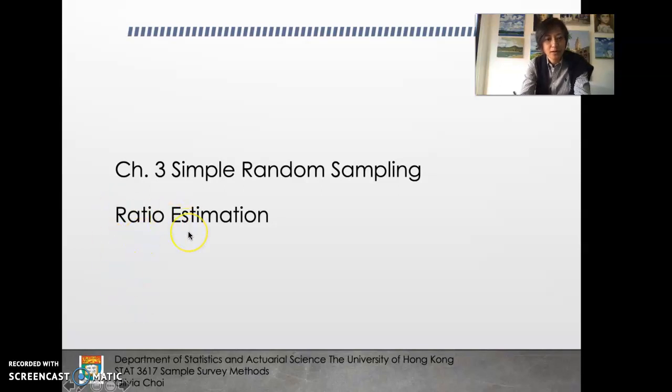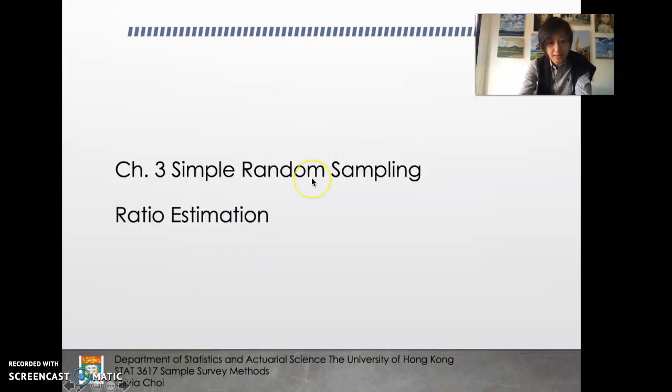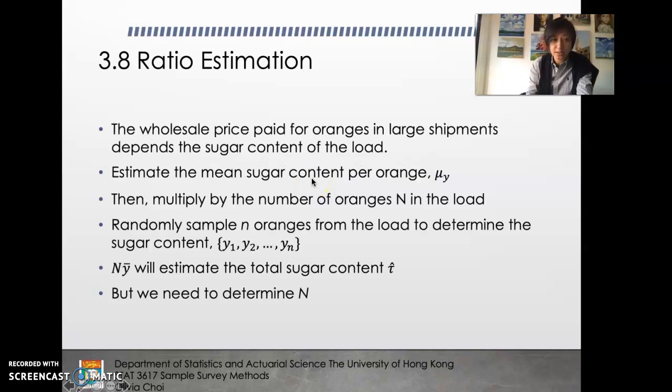Last week we talked about how we make use of the simple random sampling scheme to estimate the population mean, population total, and the population proportion. We also estimate the variance. Using the variance, we can construct the 95% confidence interval for our point estimate. We also discussed how we determine the sample size little n with the required bounds of error or required precisions. This week I'd like to talk about some other estimation method like the ratio estimation.